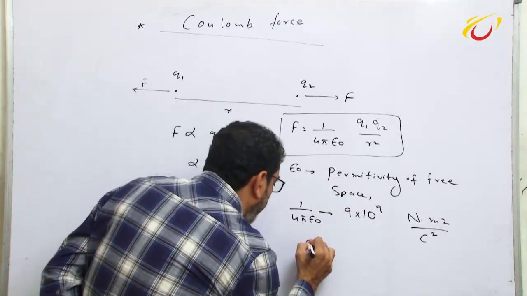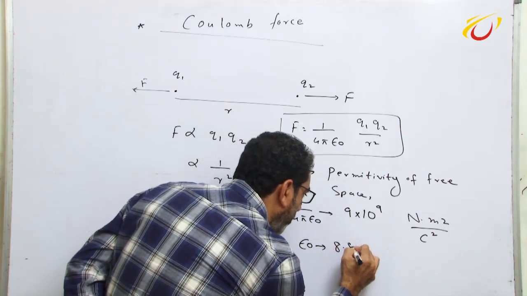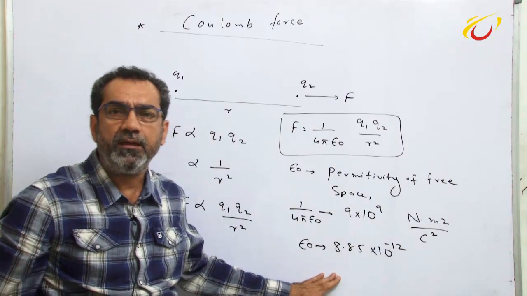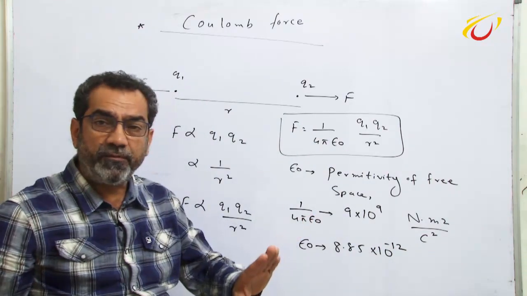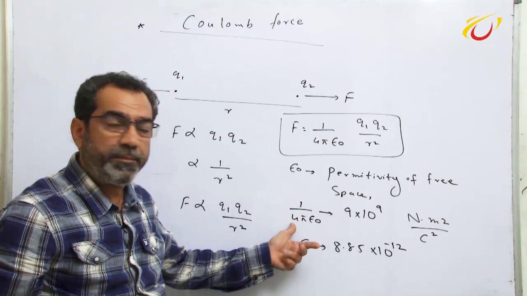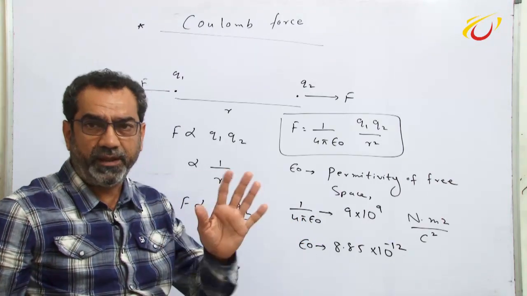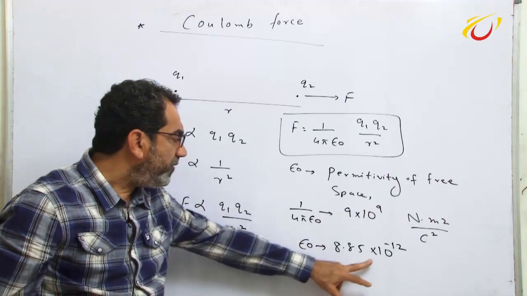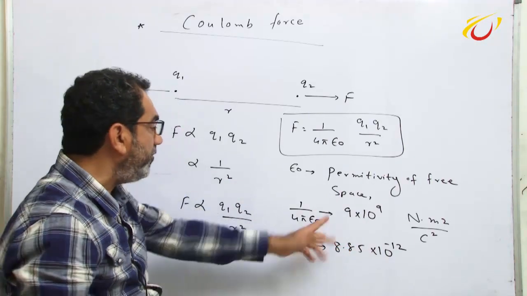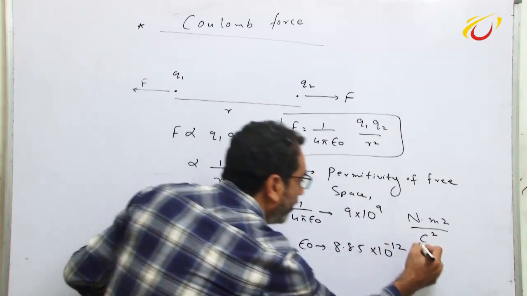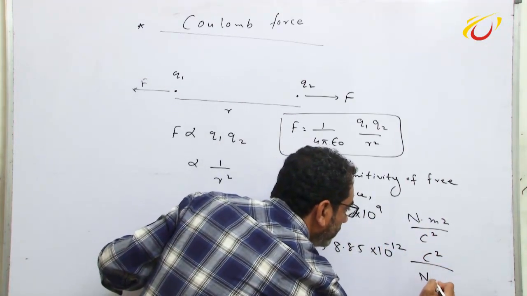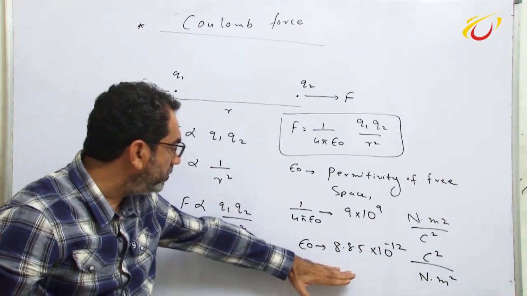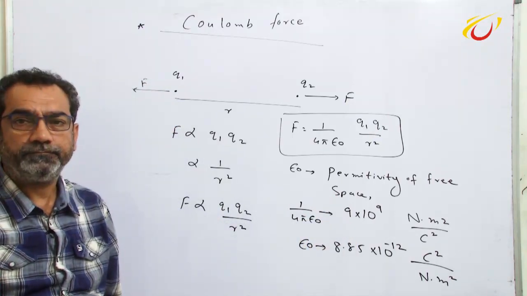Only the epsilon value will be 8.85 into 10 to the power minus 12. You should not worry about it; this will also be given in the question paper. Don't take tension about it, but you should know 8.85 into 10 to the power minus 12. Its SI unit will be exactly the opposite of this, meaning the reciprocal, coulomb square over Newton meter square. That's called Coulomb force.